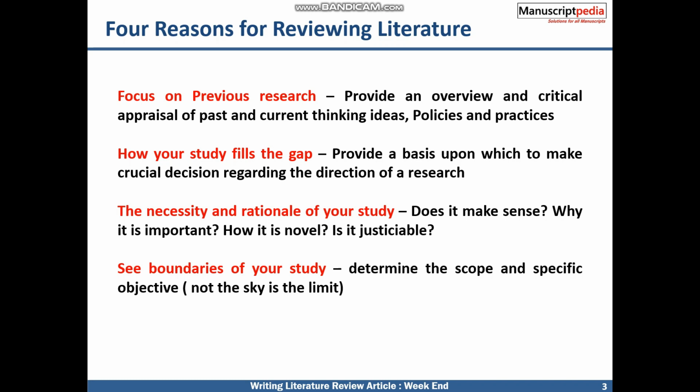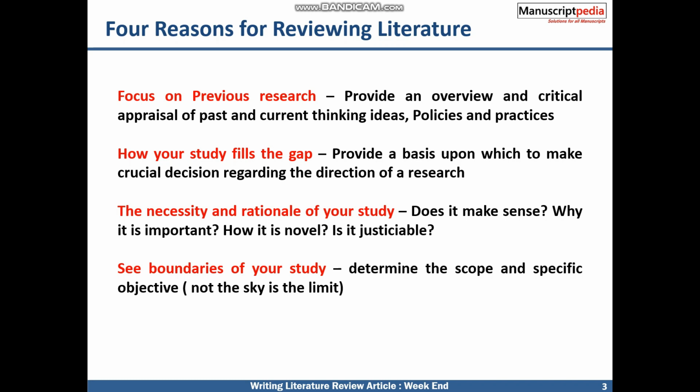Another main reason for a literature review is that when you do a proper literature review and write a literature review paper from three or four papers, you can add this as a single chapter in your thesis, so that you can escape from the plagiarism problem. So next one is how your study fills the gap.